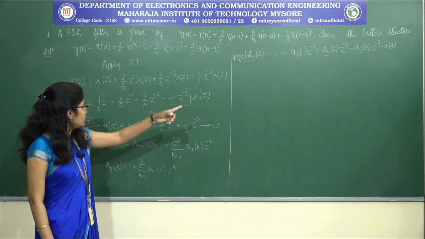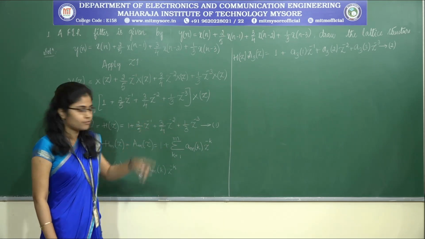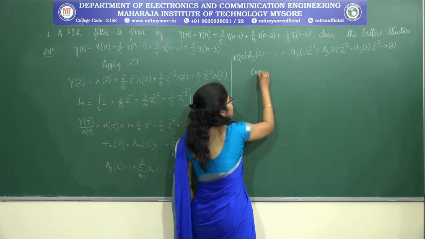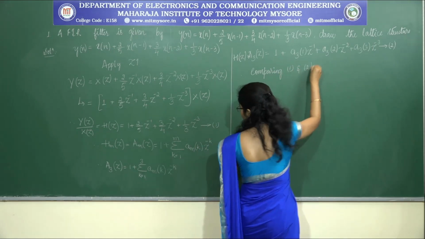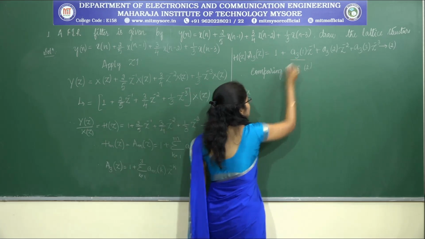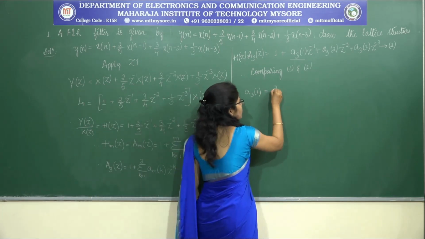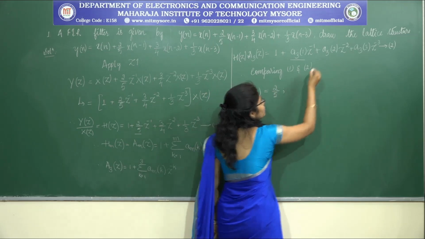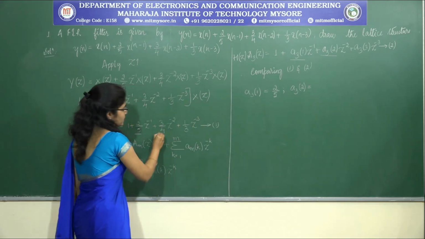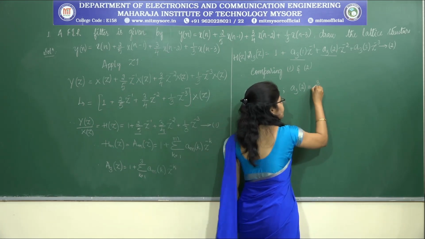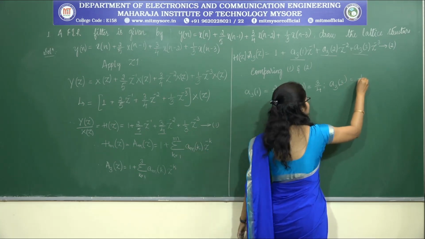If I compare equation 1 and 2, can I find the coefficients A3 of 1, A3 of 2 and A3 of 3, because both are in a similar fashion? Yes. Comparing equation 1 and equation 2, what is the coefficient of z power minus 1? It is A3 of 1 here, and in the other equation the coefficient is 2 by 5. So A3 of 1 is equal to 2 by 5. Similarly, the coefficient of z power minus 2 here is A3 of 2, and there the coefficient is 3 by 4. And A3 of 3 is equal to 1 by 3.